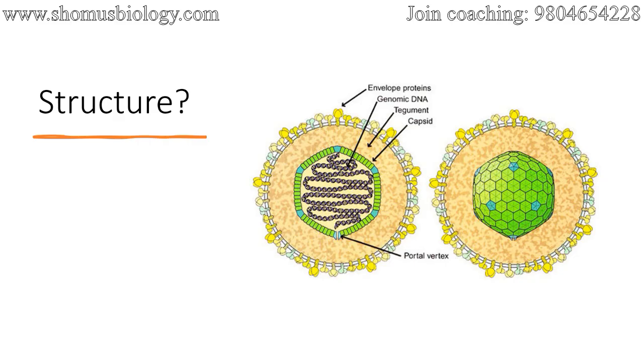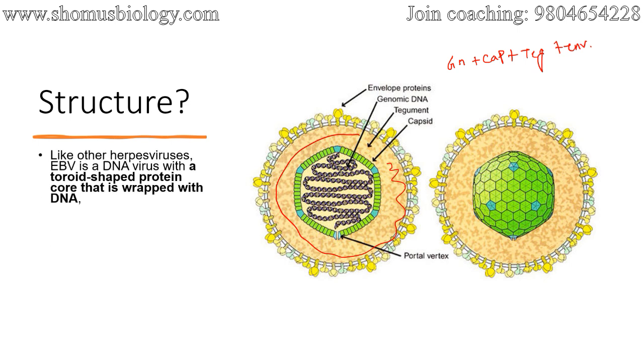What is the structure of Epstein-Barr virus? You can clearly see the structure is spherical in nature. Although the nucleocapsid, with its capsomeres, has an icosahedral structure, the overall virus itself is spherical. It has its genetic material, which is DNA, then its capsid, then the tegument protein layer, and then the envelope. So it has 4 different components in its structure.